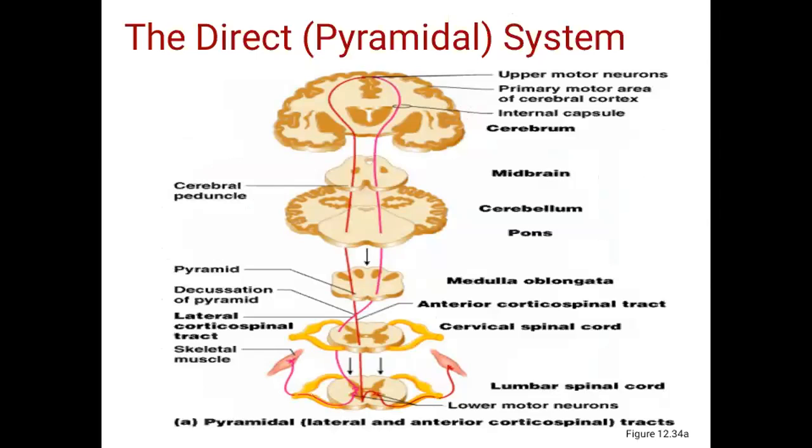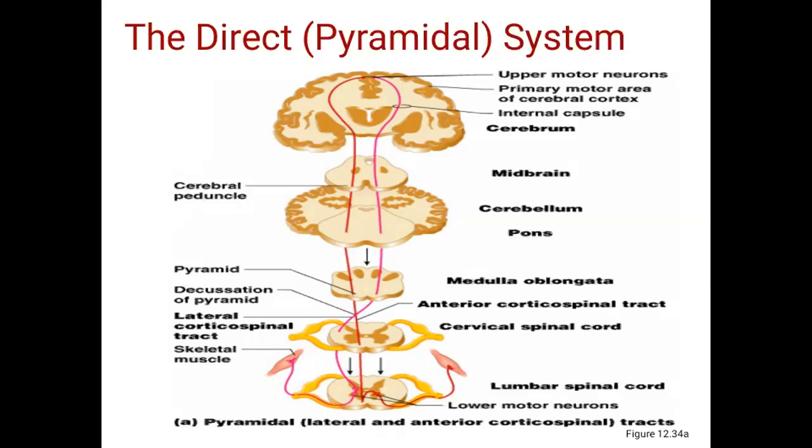So what is the effect of lesion? As I told, the commonest site of lesion of the pyramidal tract is due to either a thrombosis or a hemorrhage of the lenticulostriate artery, which is a branch of the middle cerebral artery. In this region, the most common site of lesion is the internal capsule.